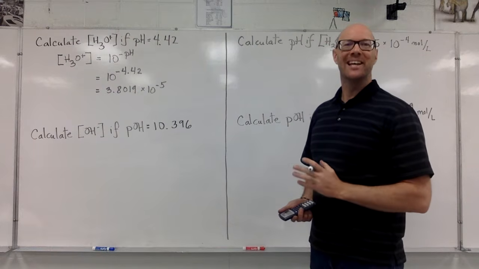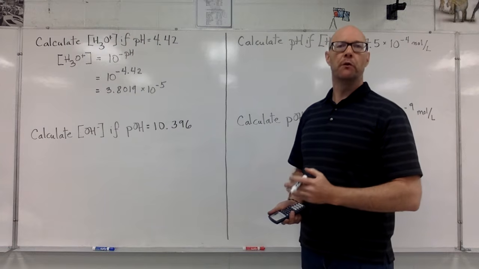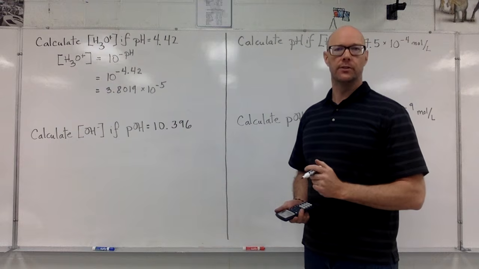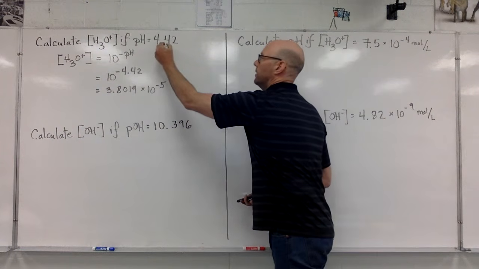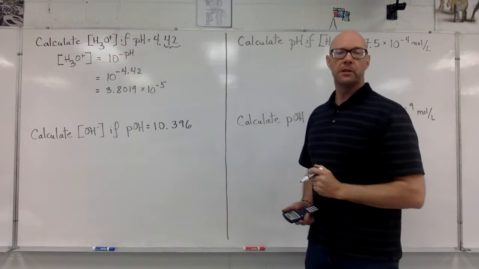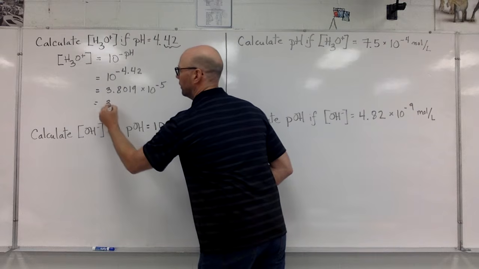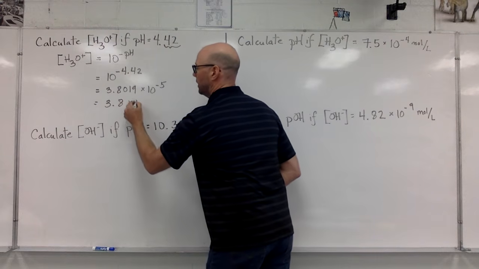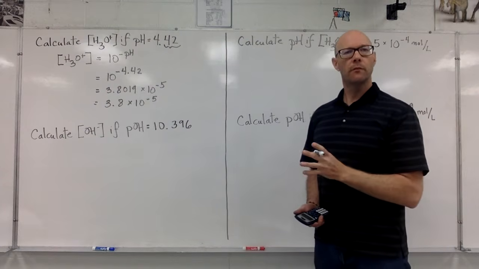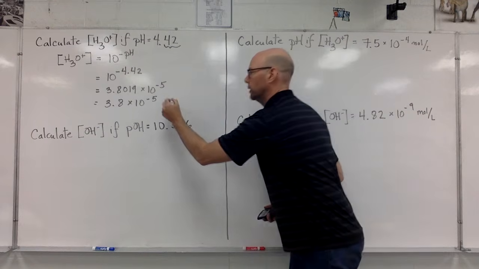4.42 at first glance feels like it has 3 significant digits. However, the rules for pH and pOH are that only the decimal places are significant. And this just has the 2 decimal places, 2 significant digits, which must be reflected in our answer. I round it off to 3.8 times 10 to the power of negative 5. Finally, this was a concentration that we solved for, and that's moles per liter.